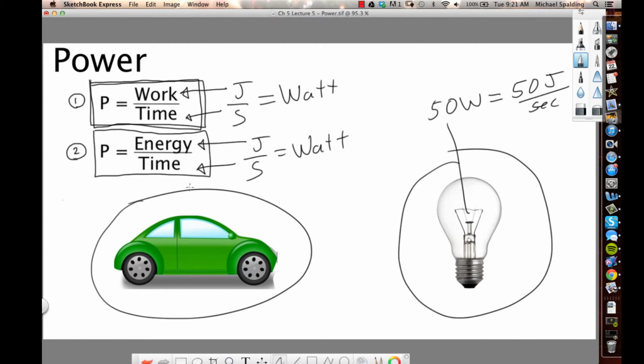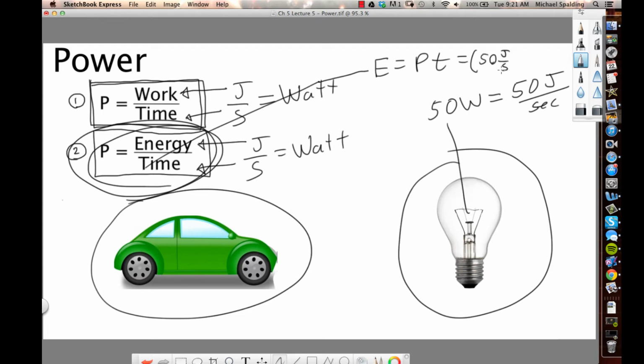And by the way, what I was doing there is just using this power equation right here. If you want to know the energy used, if you rearrange the equation, it's power multiplied by time. So 50 watts, 50 joules per second, for 10 seconds. The seconds cancel and you get 500 joules. Now, I want to mention a unit for energy, because a light bulb that's on for 10 seconds uses 500 joules.